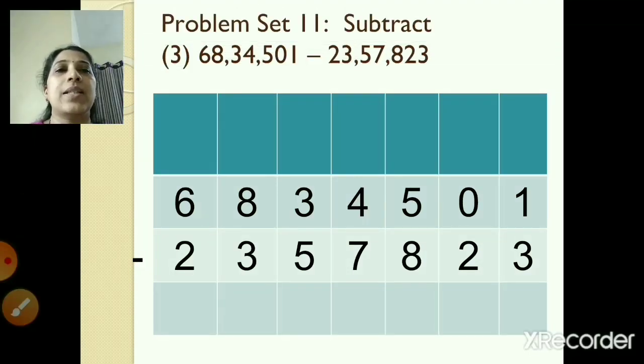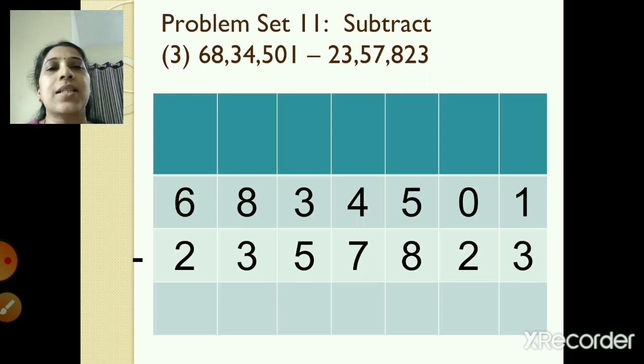So third one is 68,34,501 minus 23,57,823. So let's arrange 68,34,501 as per their places. 1 in the units place, 0 in the tens place, 5 in the hundreds place, 4 in the thousands place, 3 in the 10,000s place, 8 in the lakhs place, and 6 in the 10 lakhs place.